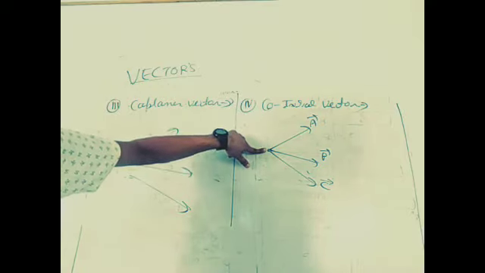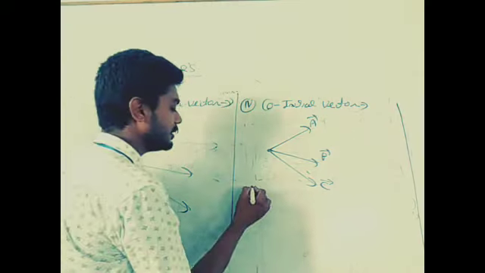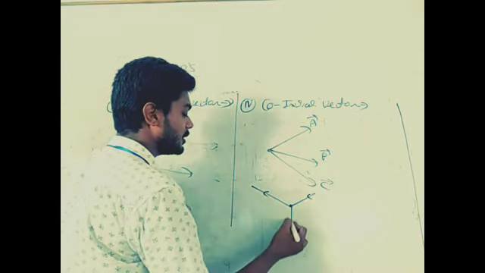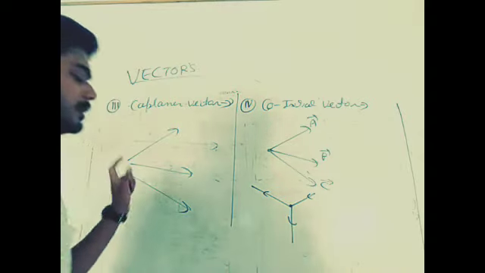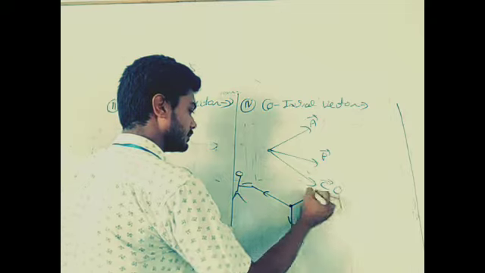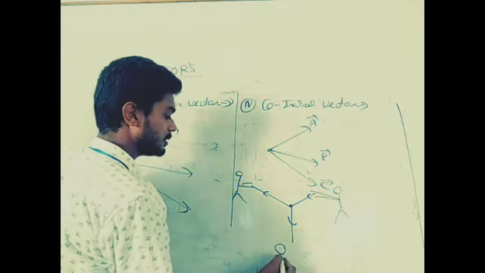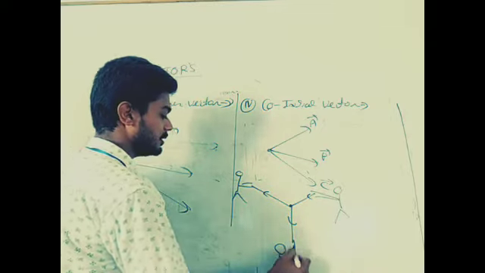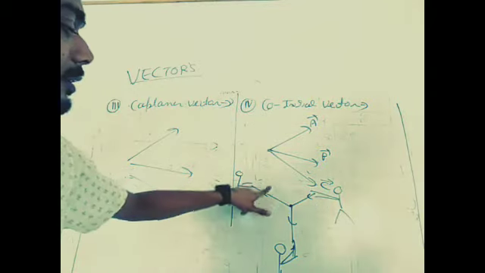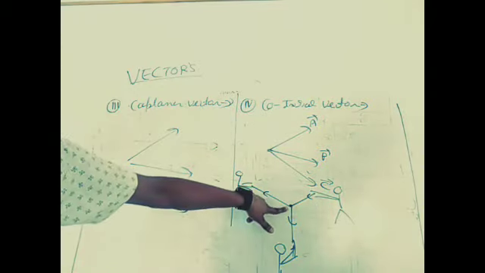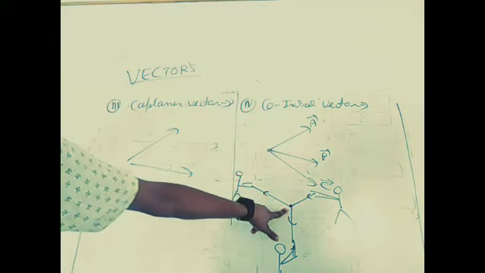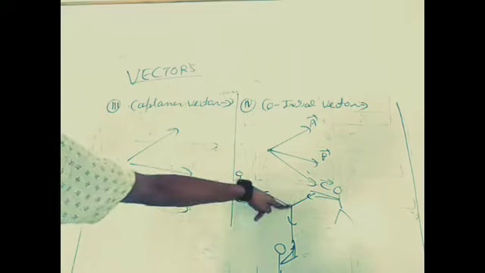For example, suppose you tie 3 ropes at a common point and 3 persons are pulling these ropes. Then you can see these 3 forces are initiating, or you can say are centered, at a common point. Then these 3 forces are called co-initial vectors.